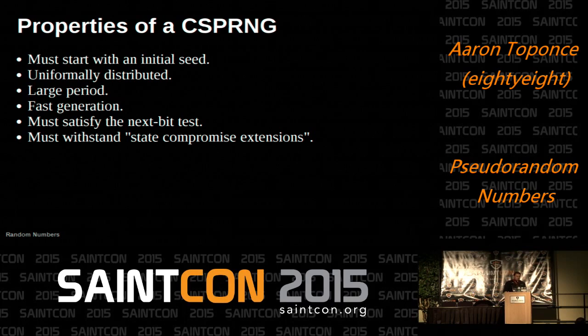The second requirement we have is it must withstand what we call state compromise extensions. That means if the state of the generator is either partially or wholly compromised, we should not be able to determine the previously generated numbers from the generator. So we know the current state, but that doesn't tell anything about the past state, doesn't reveal anything about the past.